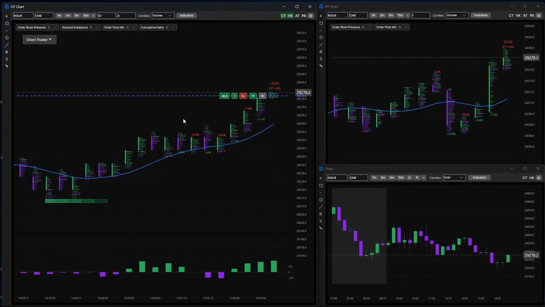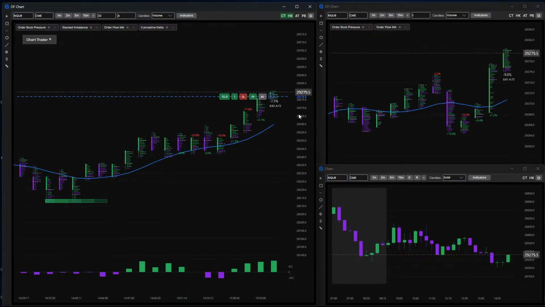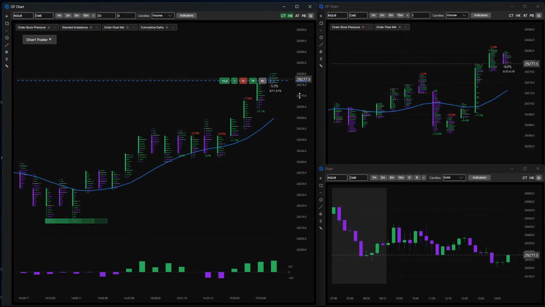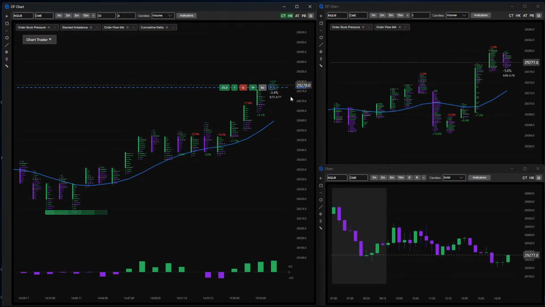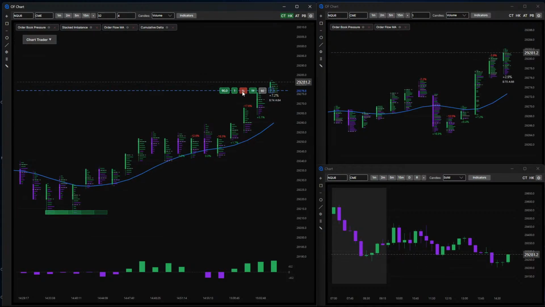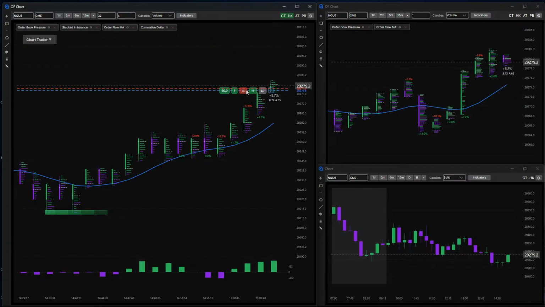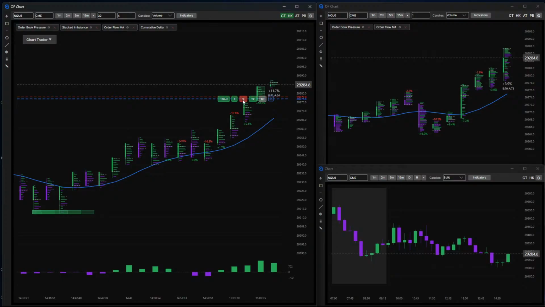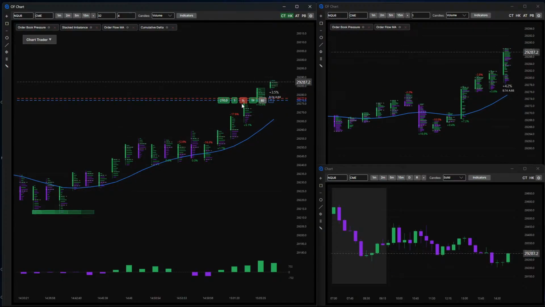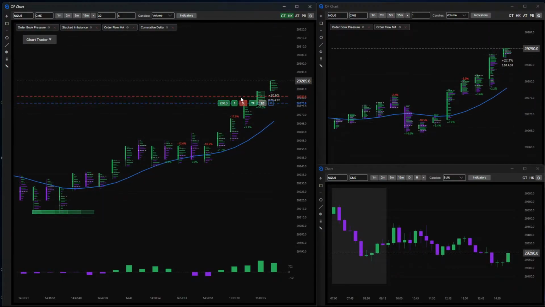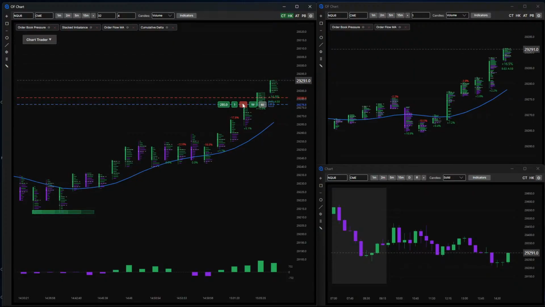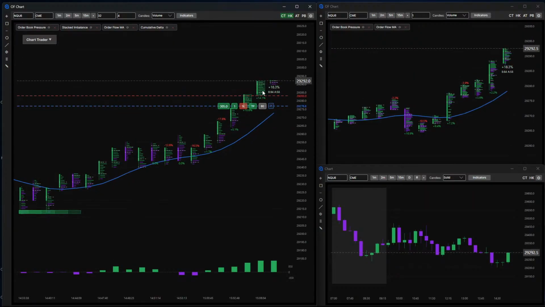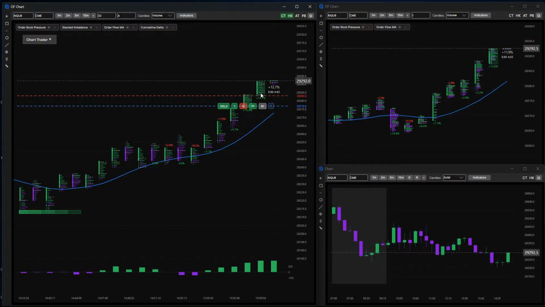Let's see. We're moving upwards. We got 10% more buyers than sellers. You see that value area high right there? Actually, I'm going to put it at the bottom of this, that value area low right there. I'm just going to go ahead and trail this up. But you see how we had 10.6%? I'm going to get tapped.